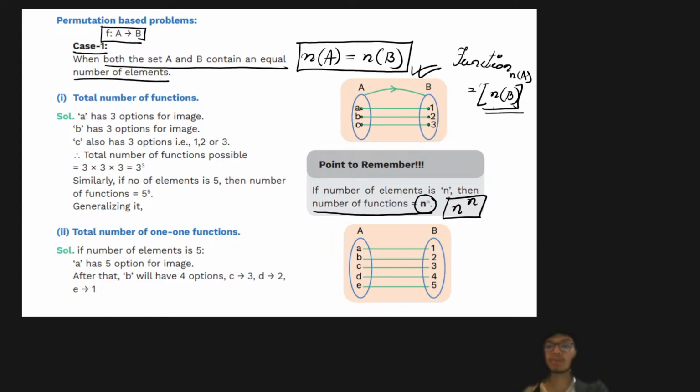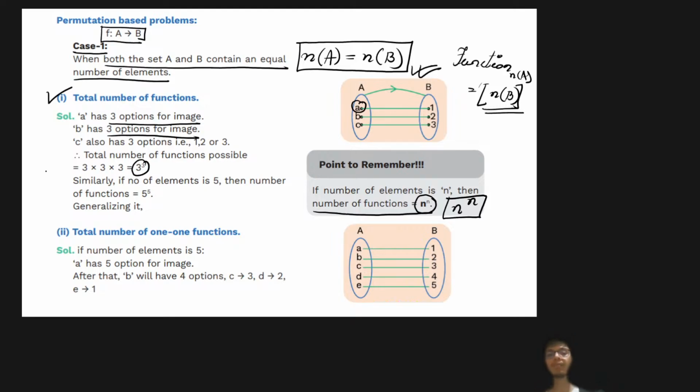This formula comes from the counting principle. If you look at any element in A, it has three options. Similarly, B also has three options, and C also has three options. That basically means any element in A has as many options as the number of elements in B. So A has three options for image, B has three options for image, as given in the picture over here. So the total number of functions can simply be given as 3 to the power 3. It is very simple, I hope you know this.